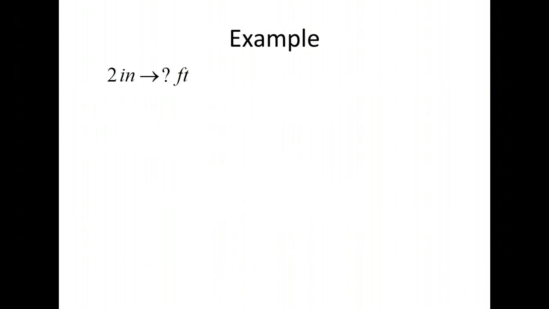Let's look at an example. I have 2 inches and I want to describe it in feet. So the first thing I'm going to do is write 2 inches as a fraction. I'm then going to multiply it by the number 1. But we're going to change that number 1 into something that works for us. The way it's going to work for us is it's going to allow us to cancel the inches. So I want that number 1 to be something with inches in the denominator so that the inches cancel out. So the question is, what goes there?